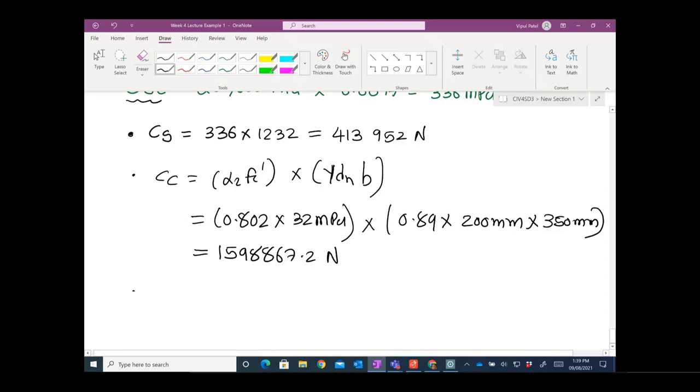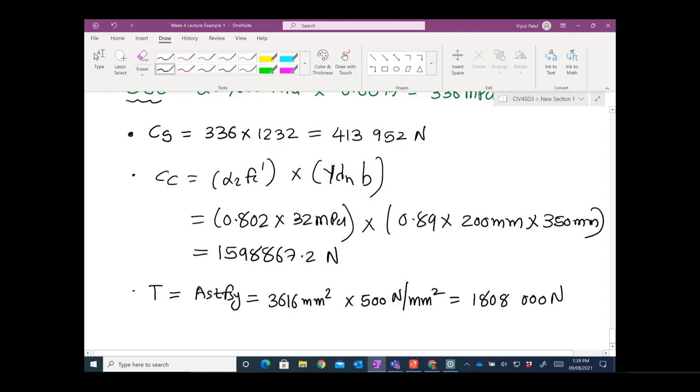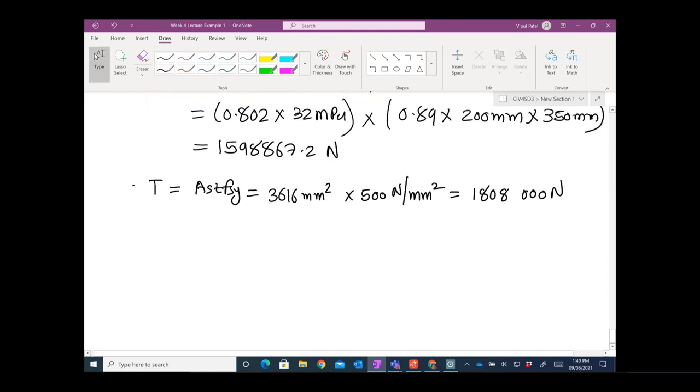And the tension force in the bottom rear is exactly the same, because it does not depend on the depth of the neutral axis. So 3616 millimeter square times the stress, and this bottom rear will be at the yield. If you're not sure, we can also verify that at the end once you finalize everything. Now, let's check whether equilibrium is going to happen.